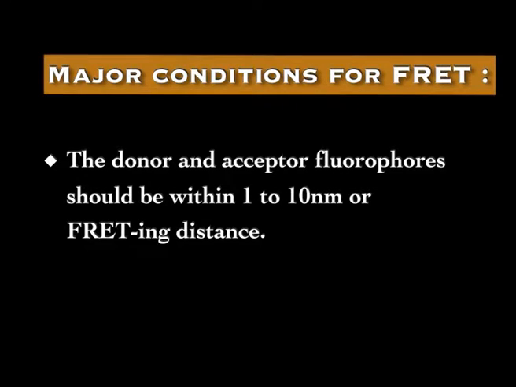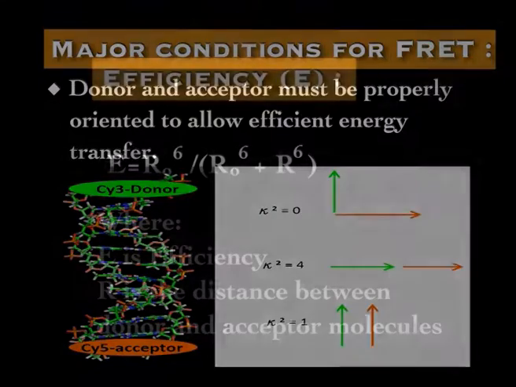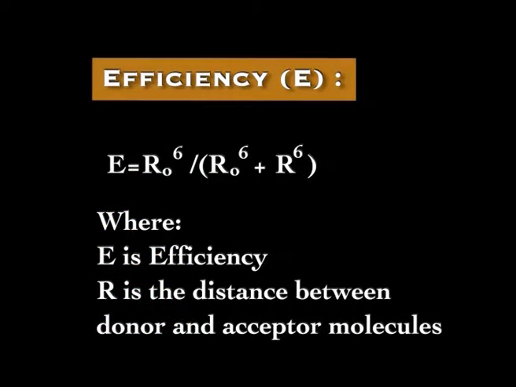The second most important thing is that the fluorophores should be at a very small distance from each other, and this distance can vary from 1 to 10 nanometer. And I should also tell you that because of this, it helps in providing extra resolution, and this is a very important assay to see protein-protein interactions. The third important point for FRET to occur is that the fluorophores should be properly oriented. The efficiency of energy transfer in case of FRET is equal to R0 to the power 6 by R0 to the power 6 plus R to the power 6.